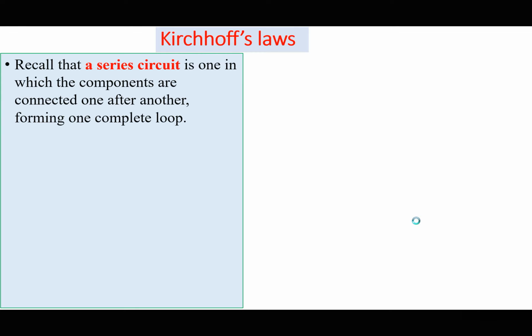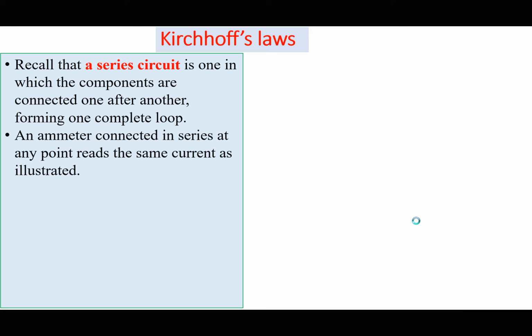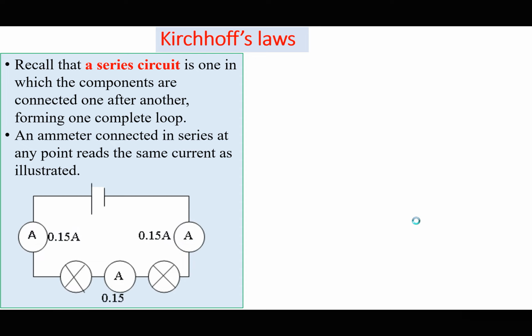Okay, so I'll record that a series circuit is one in which the components are connected one after another, forming one complete loop. An ammeter connected in series at any point reads the same current, as we have already seen in previous lessons. If we place the ammeter at any point within the circuit, it will always give us the same reading of current. That is very important.